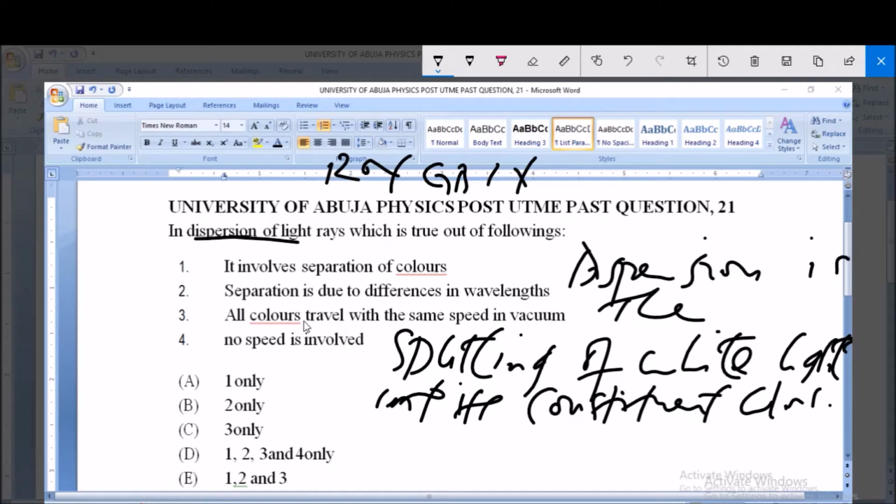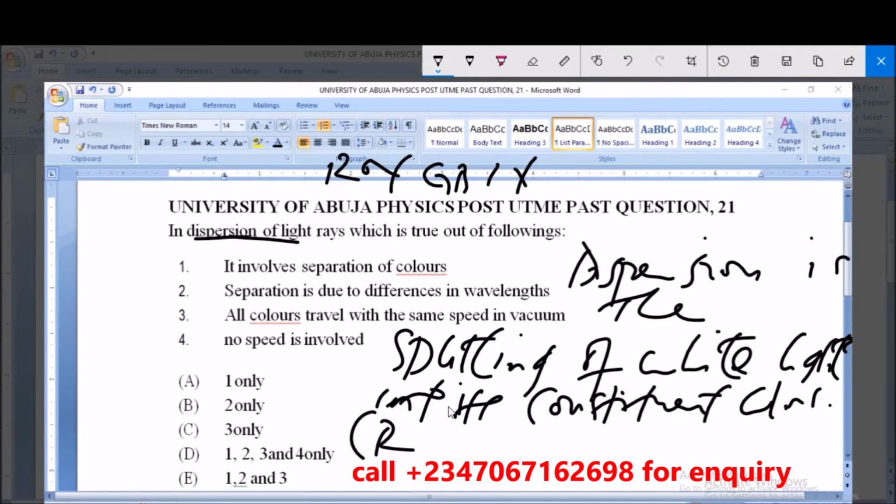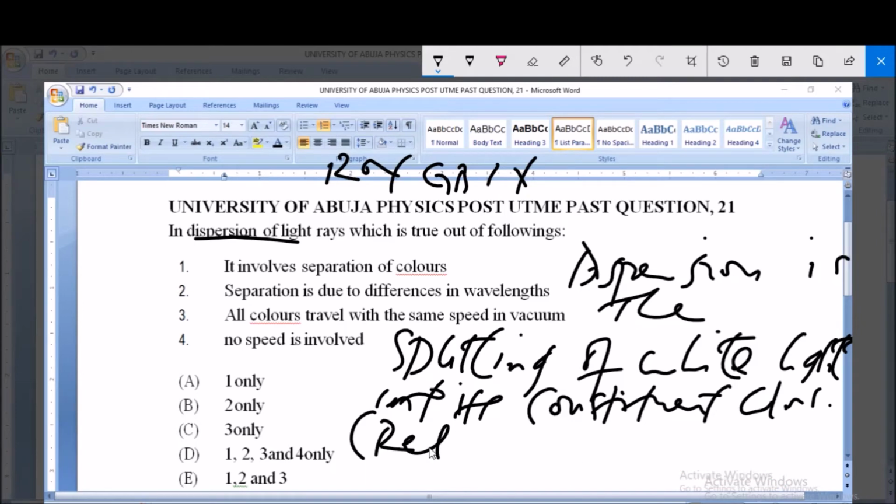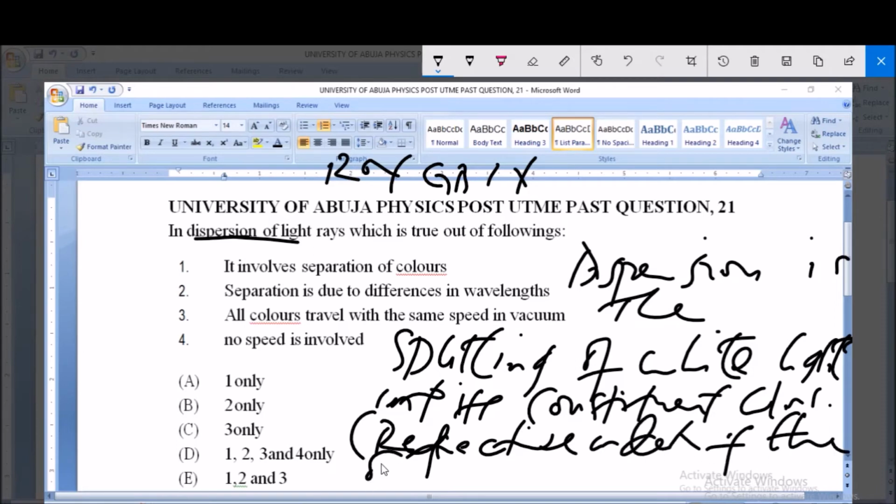Now someone might be asking, what makes white light split? Now it actually splits due to the refractive index of the surface and the wavelength of the light. Now the causative agents of the splitting of white light are the refractive index of the surface and the wavelength of the light.